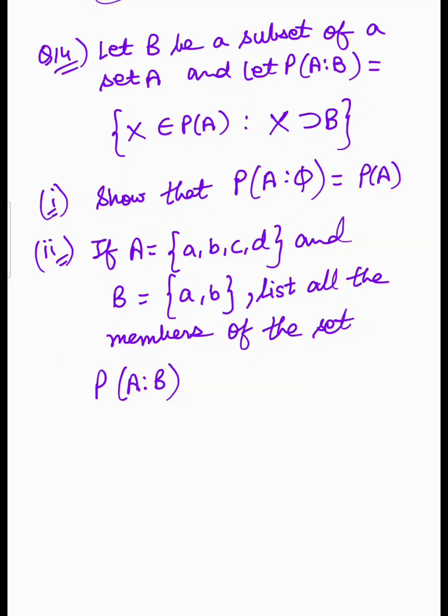Okay, let's try it. Here it's given that X belongs to P of A and X is a superset of B, or B is a subset of X. And P A to 5 means we have to prove that P A to 5 is equal to P of A. Let's check it using this example. Let's consider A and B as this.